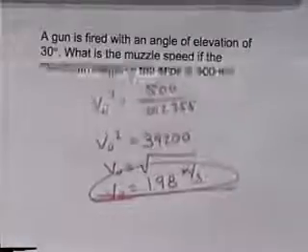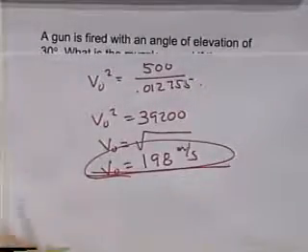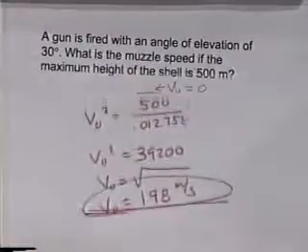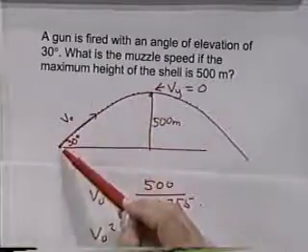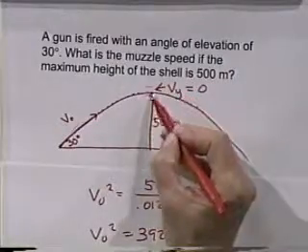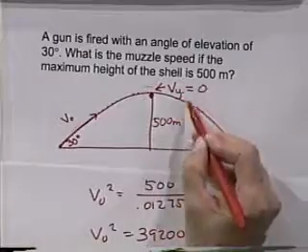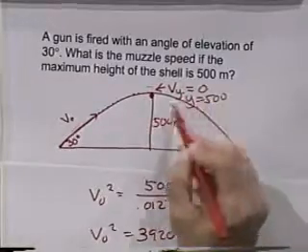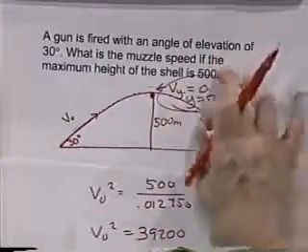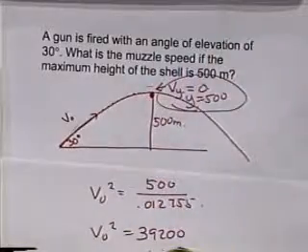But what did I do? Let's just talk real quick. Each time you do any of these kind of problems, you have to ask yourself, what do I know? This is going up and down. At the top, I know Vy is 0, and I knew y was 500. So using that, I could write the time in terms of the v naught and then plug it into the other one.